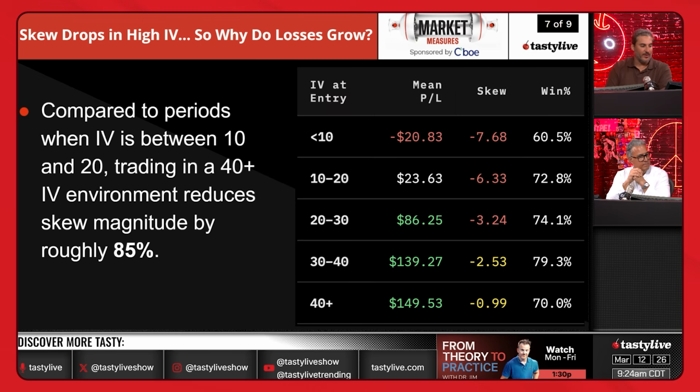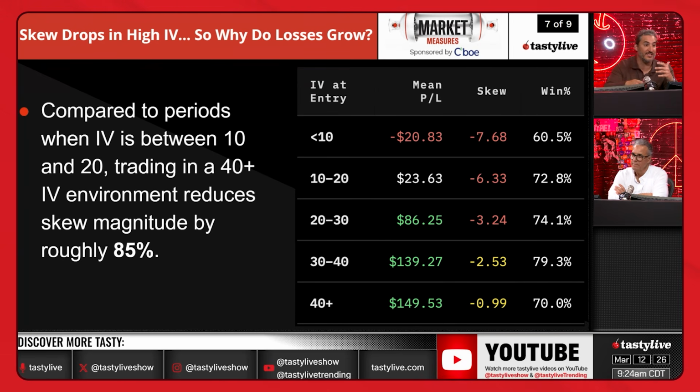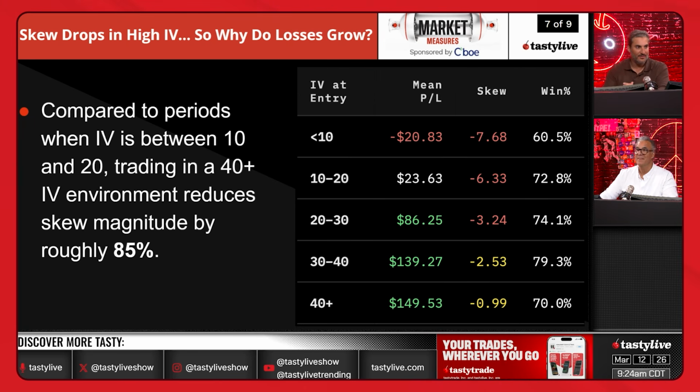So comparing to periods when IV is between 10 and 20, trading in a 40 plus IV environment reduces skew magnitude by roughly 85%. So when you look at low volatility environments, your win percentage is going to be lower because volatility is pricing nothing in, and so therefore a lot can happen. When volatility is pricing a lot can happen, it's very hard to have all of those things happen. And so when volatility is high, your distributions actually tighten up, which is counterintuitive to what it feels like in the moment.